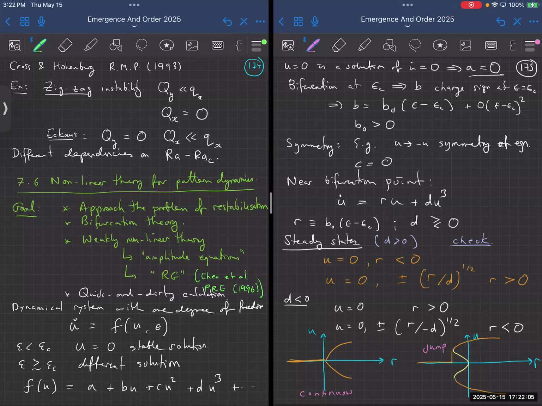So this is discontinuous, obviously discontinuous. You're saying, well, this is probably like a first order transition, and this is like a second order one. And so that's true. This is called a subcritical transition. This one here is called a supercritical one. So that's the dynamical systems picture, just for 1 degree of freedom.